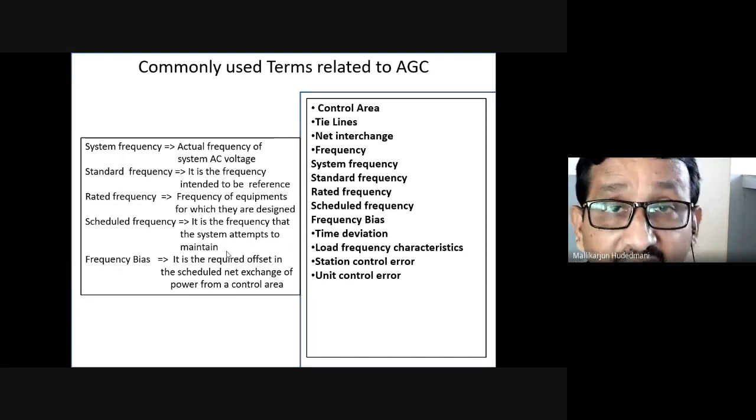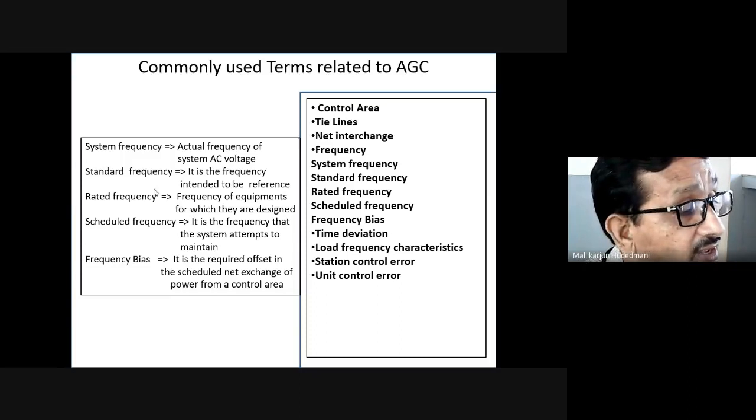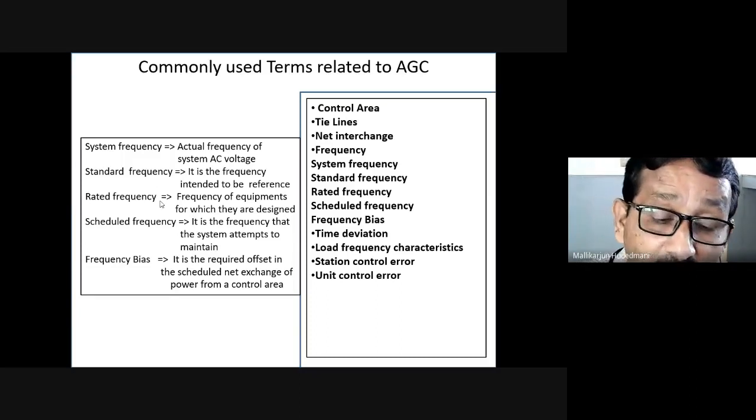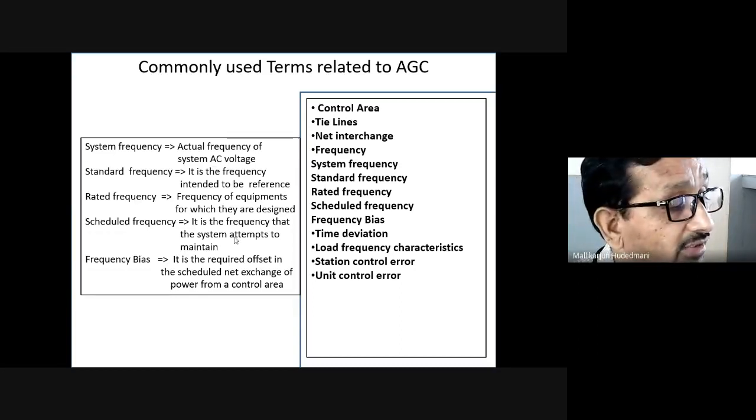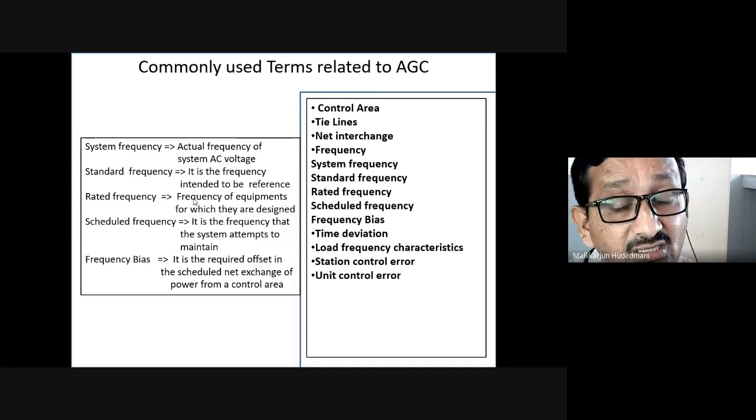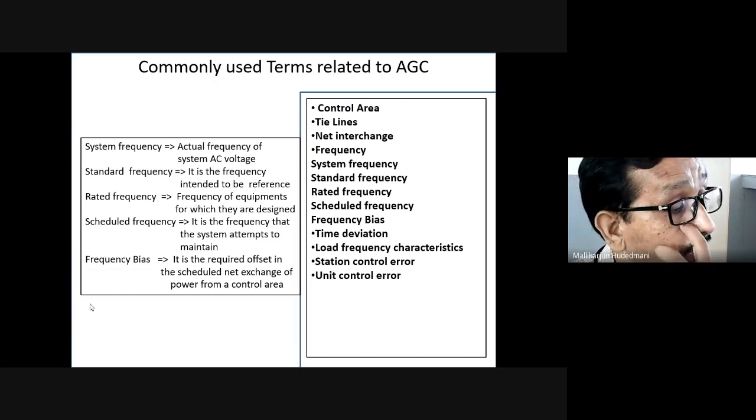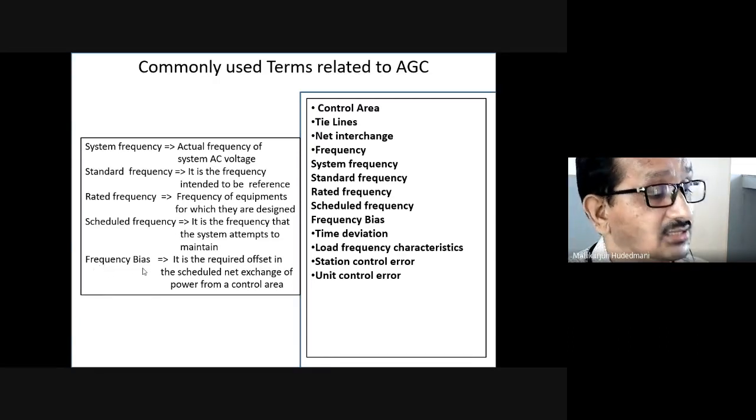It is the frequency that the system attempts to maintain. For me, it should be 50. Standard must be 50. System frequency must be 50. And the rated frequency of all the components must be 50 in the continent I am speaking of. So all these are different forms of frequencies concerned with the operation and the equipment in function. Another keyword is frequency bias.